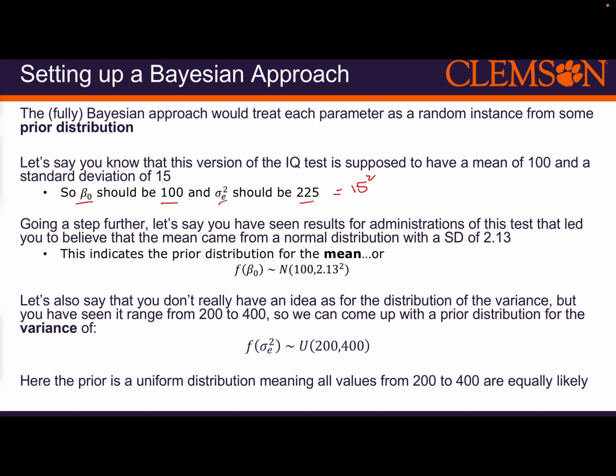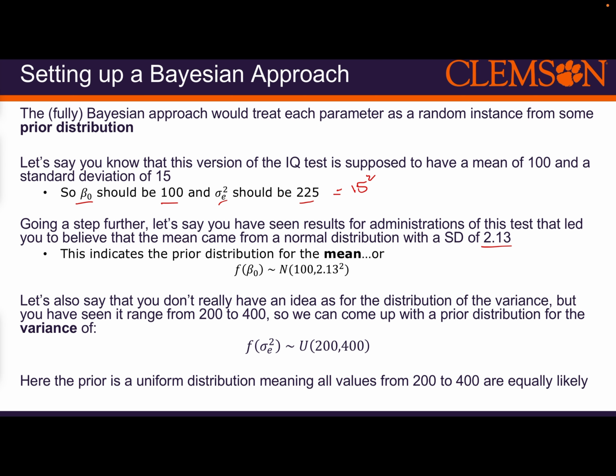So going a step further, let's say that you've seen the results for administrations of this test that led you to believe the mean came from some normal distribution with some standard deviation of 2.13. 2.13, that seems overly precise. Yeah, it can be. But maybe that's the prior data that you had found, and so you're going to use that as a guess for it.